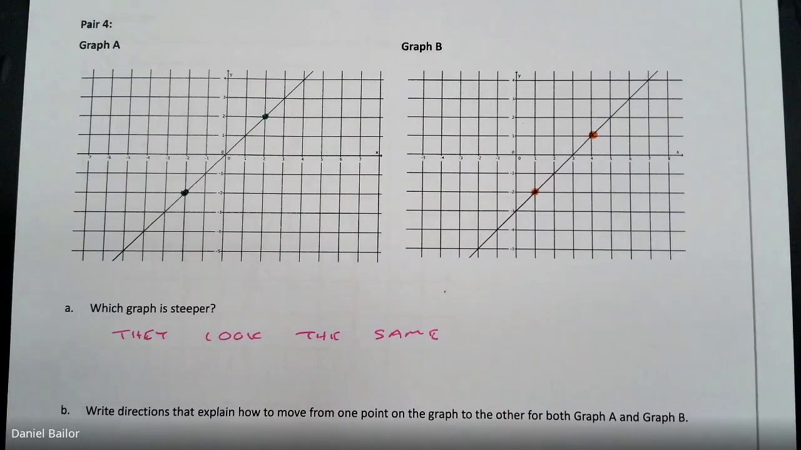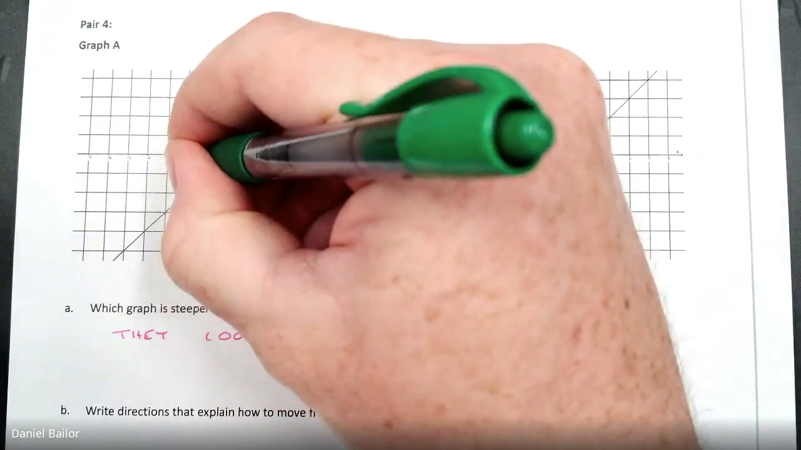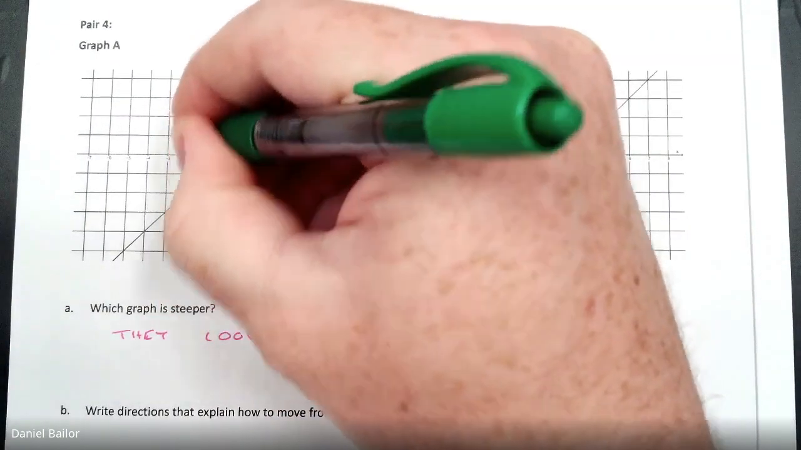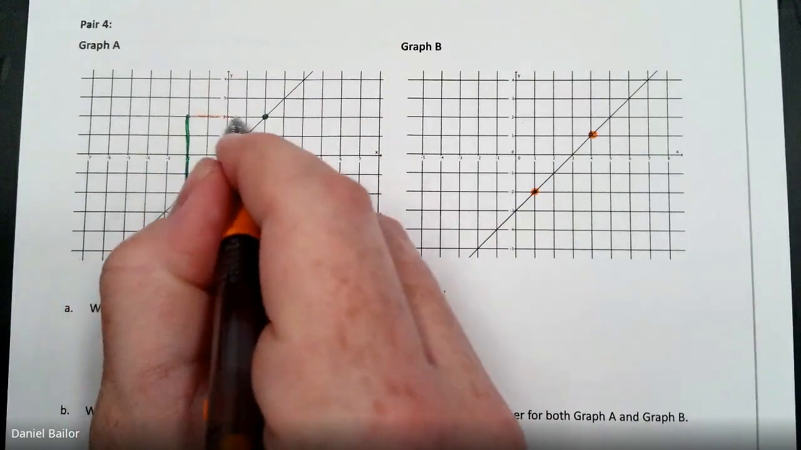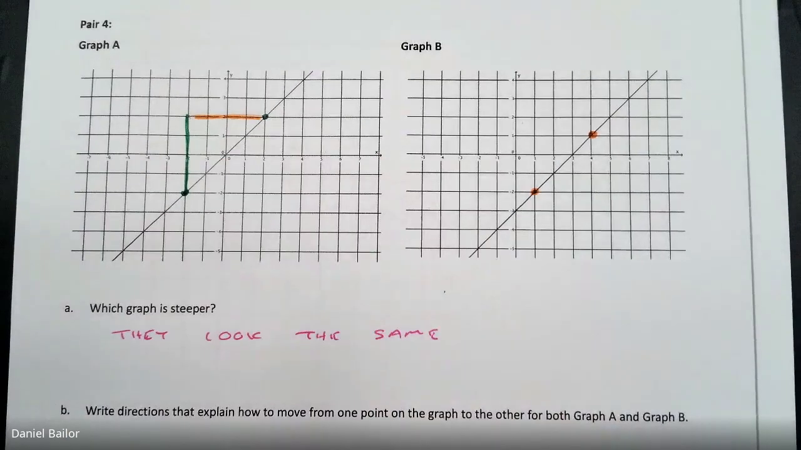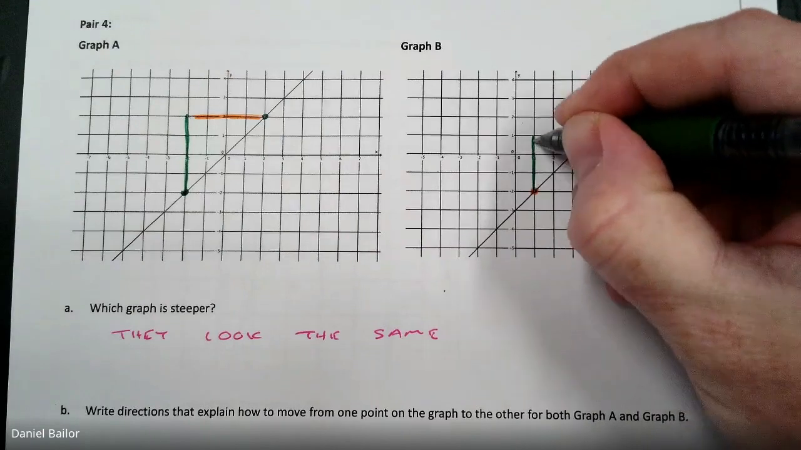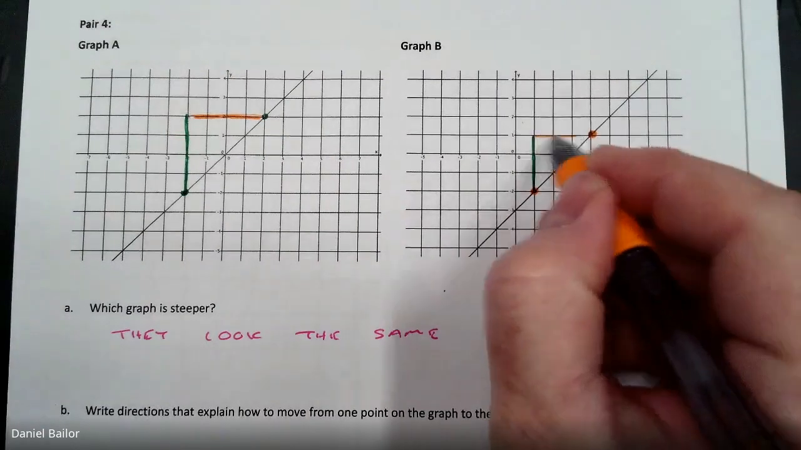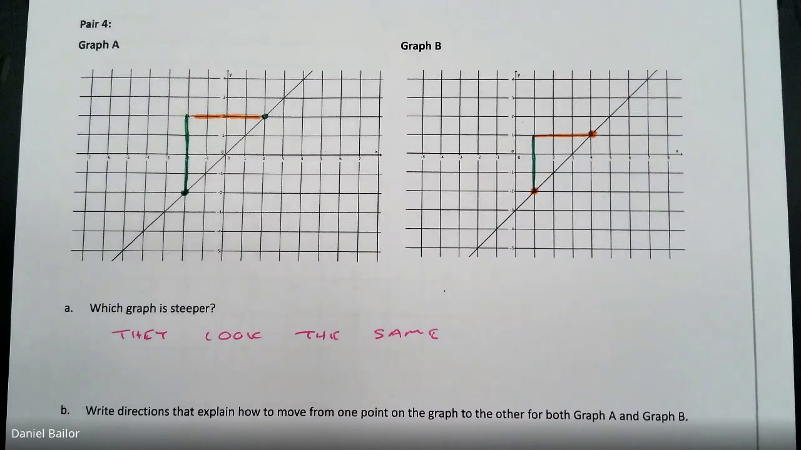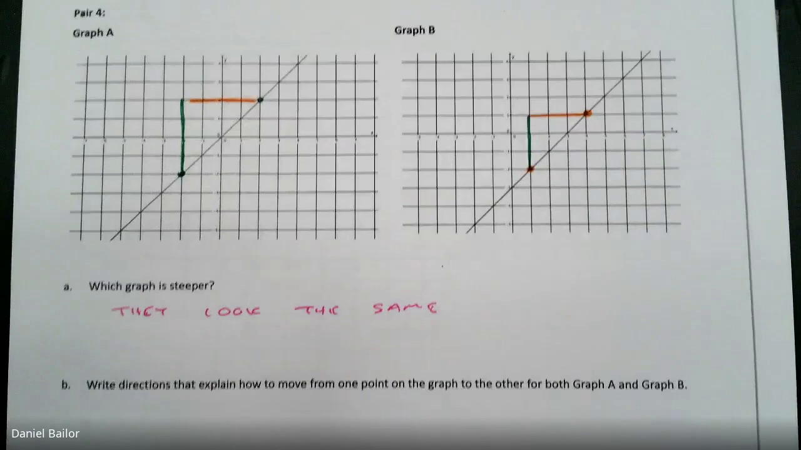Are they the same though? Are my eyes telling the truth, or are my eyes playing tricks on me? Are they the same slope? Well, let's use numbers in part B to check. So for part B, remember we need to go up and right to find the slope for graph A. And for graph B, we go up and we go right to connect the points to find the slope of graph B. That's what we're doing. We're going up and right to connect the points.